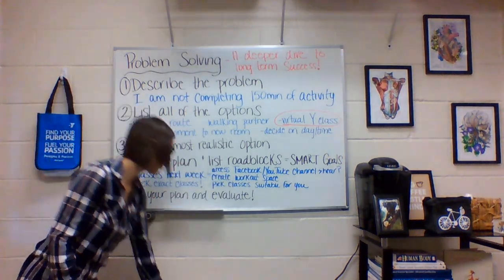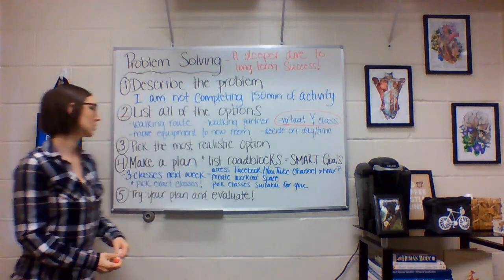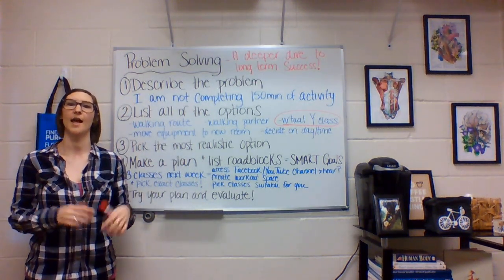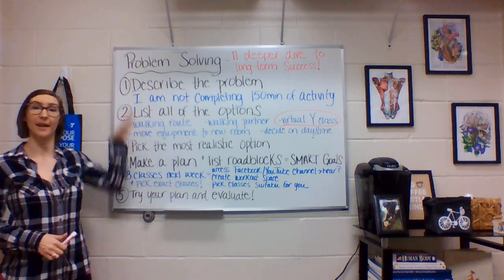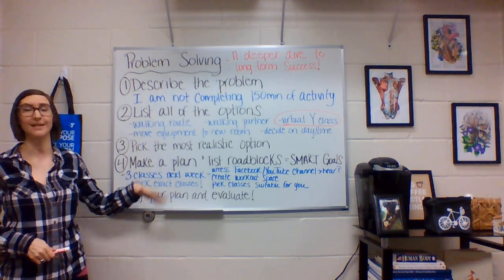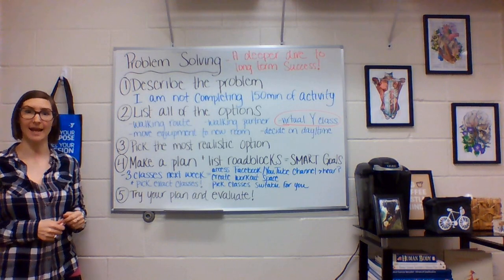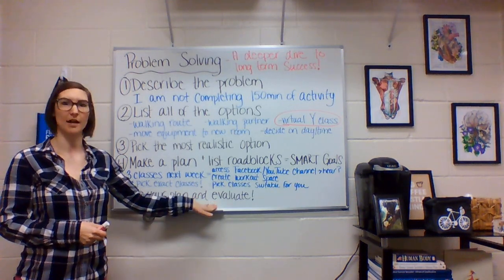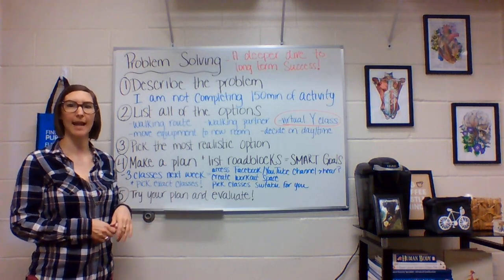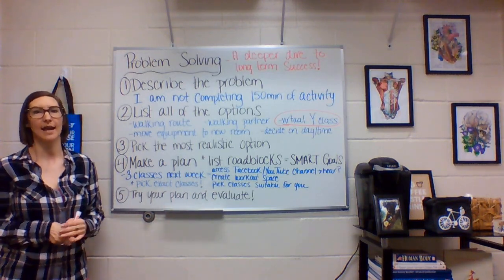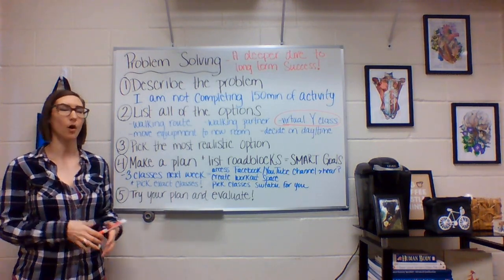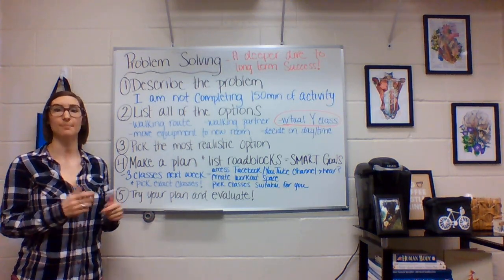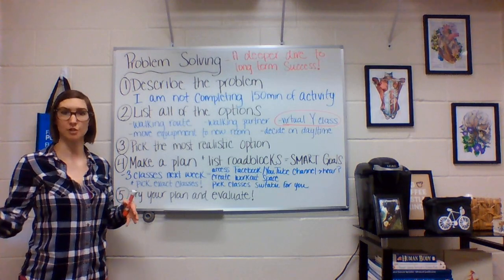Now the 5th step to our problem solving is to try your plan and evaluate it. You can make this whole plan, and if you don't try it, then you have a great plan that hasn't been tried. Then make sure that you really evaluate. So if I get to next Friday and I did not meet my goal, I only did my 2 classes instead of 3, 2 is better than none, so I'm on the right track.